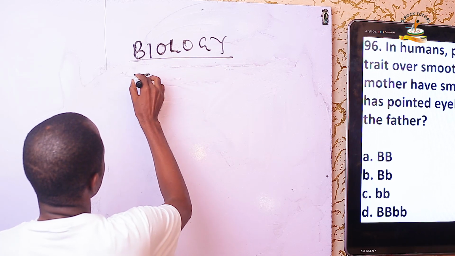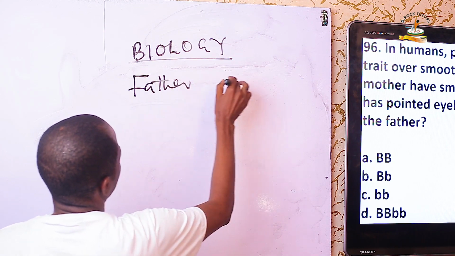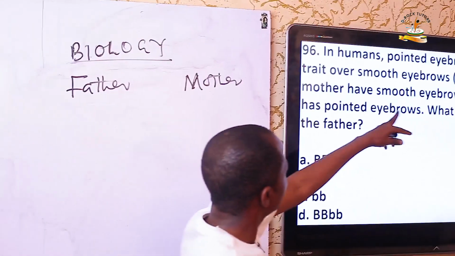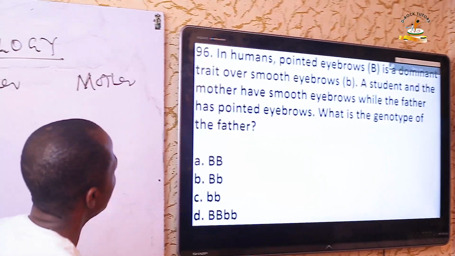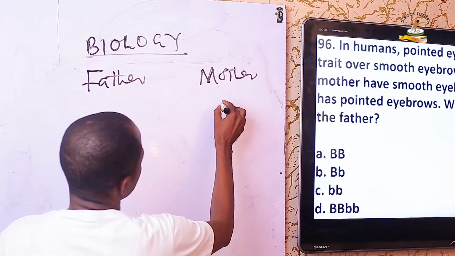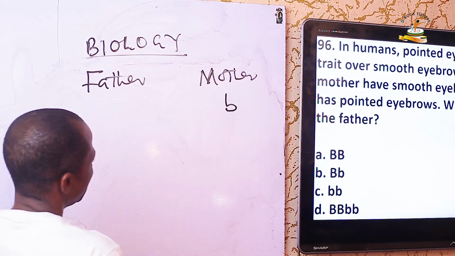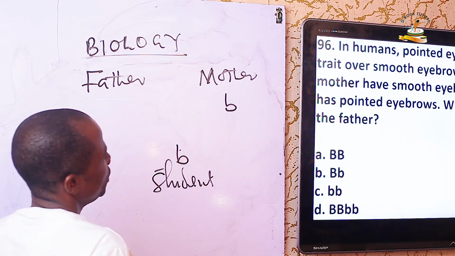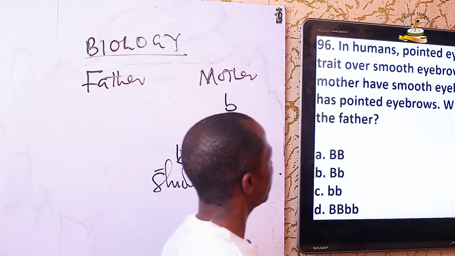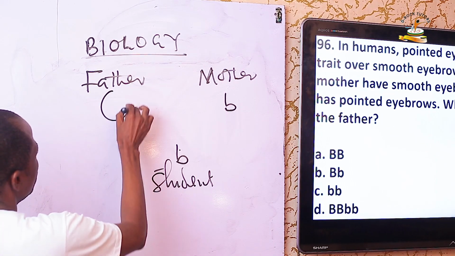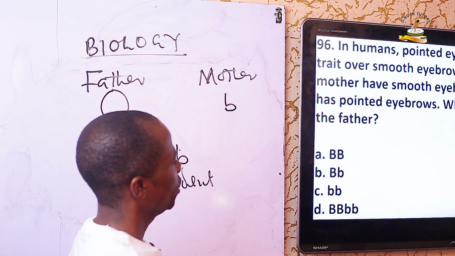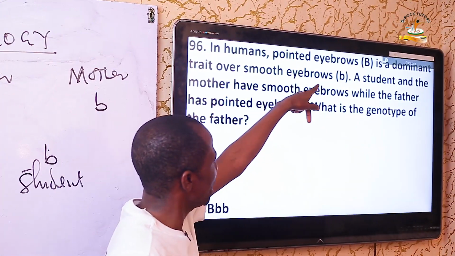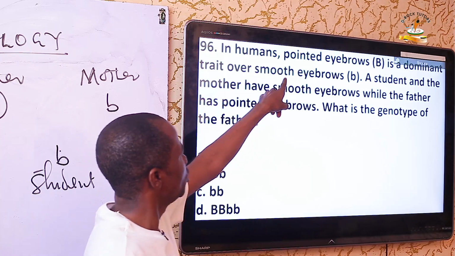So if this is the father and mother, now we are told that both the student, that's the offspring, and the mother have smooth eyebrow. That is bb. So the mother is bb, and then that particular student is also bb, because both of them, according to the question, are having smooth eyebrow. Then we are looking for what will be the genotype of the father. Will it be BB? Don't forget that B, the pointed eyebrow, is dominant over the smooth eyebrow.